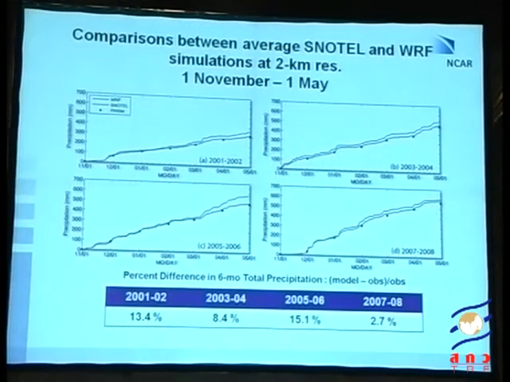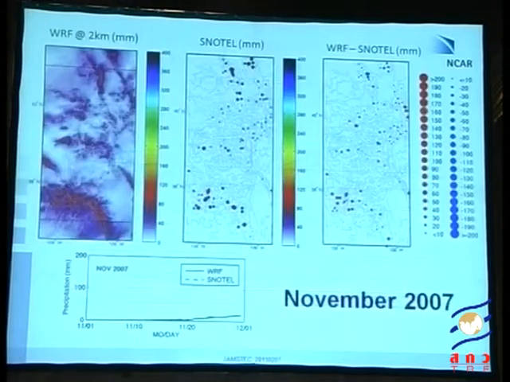So if we compare, we did 4 different years at 2-kilometer resolution. And the blue line is the WRF model, and the red line is the SNOTEL. And you can see we're within 5 to 10% in all cases. So we feel like this is a very good resolution. And just to look at it on a monthly basis, we'll take 1 year, November 2007.